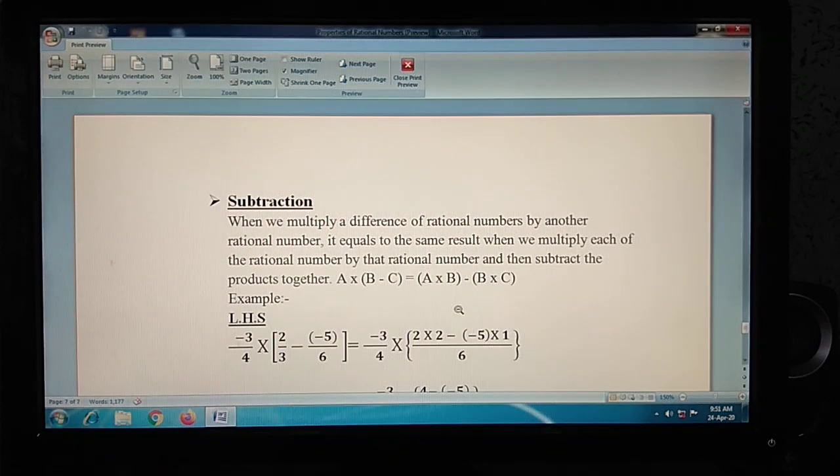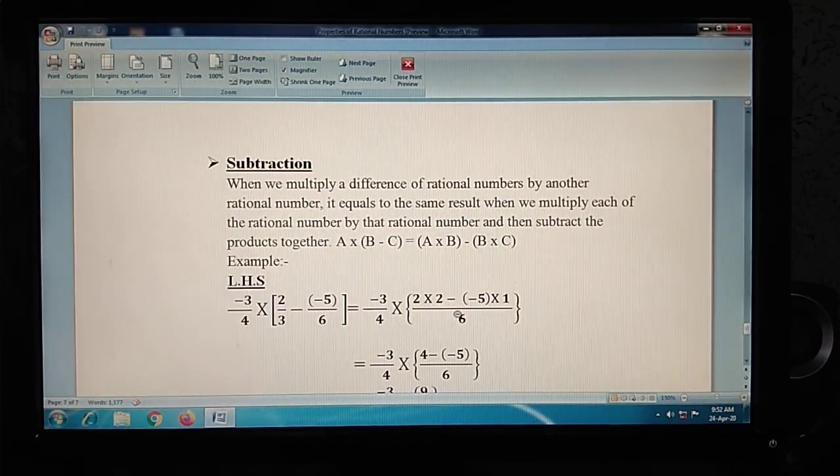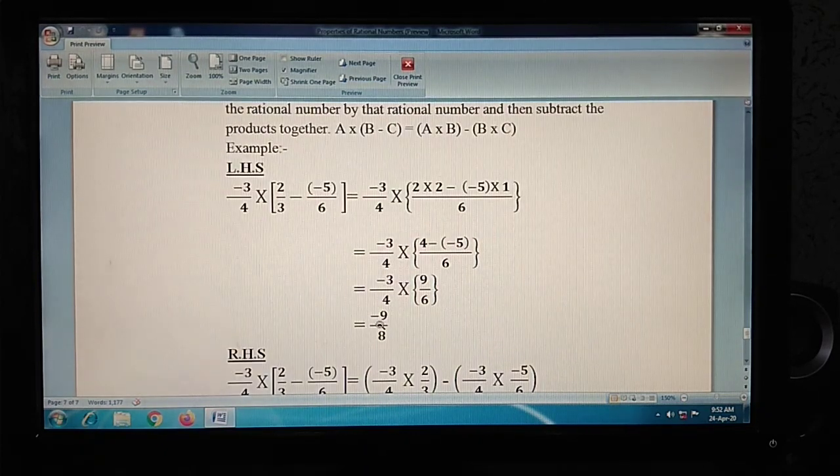So LHS here is equal to RHS. That's what we needed. So the distributive property holds for addition. Similarly, if we do it in subtraction, nothing is different here. Just in place of plus, it will be minus. So I have taken the same example. And here also the answer holds.